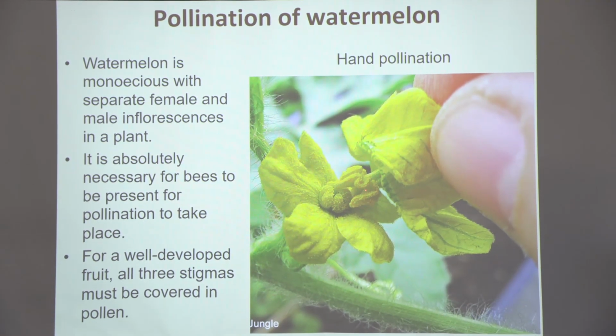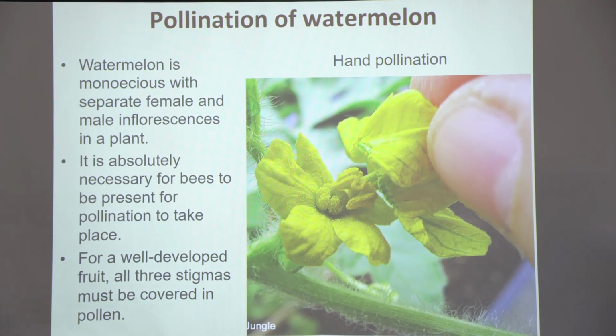So what we've got here is hand pollination. You wouldn't normally hand pollinate watermelon. It wouldn't be commercially viable. But just showing here, there's the female part, and you can see it's covered with pollen grains, and there's the male part. They look quite similar. They're not obviously male and female in the case of watermelon, but that's what the flowers look like. Now, a point I'd like to make here is that you need those stigmas to be covered in pollen for good pollination.